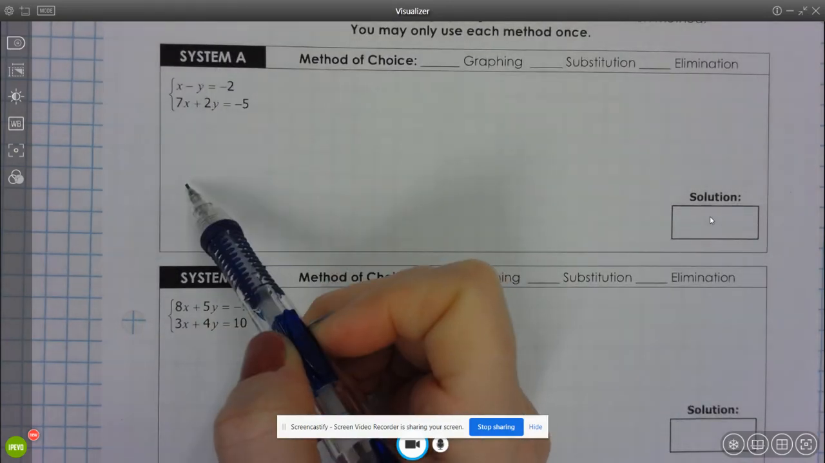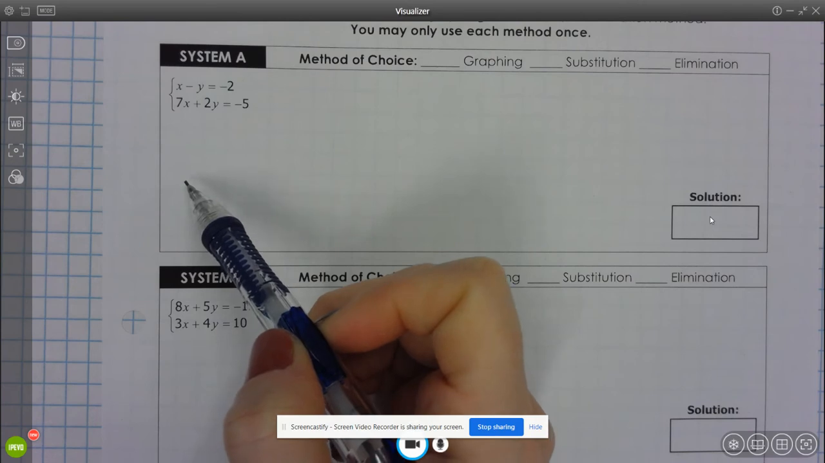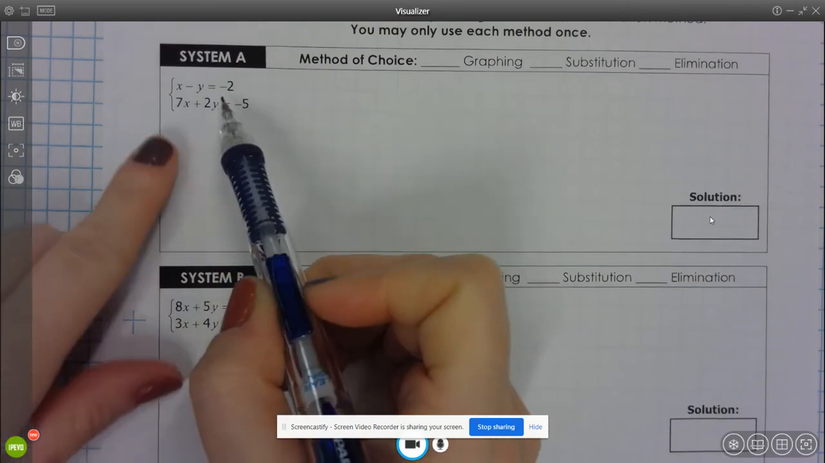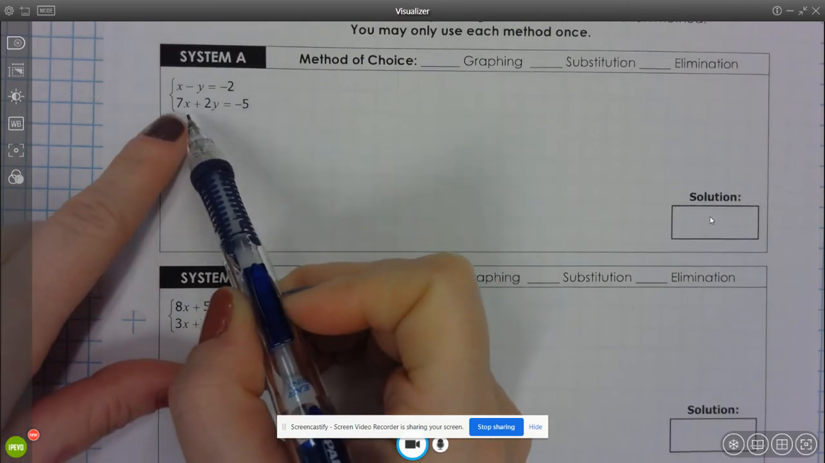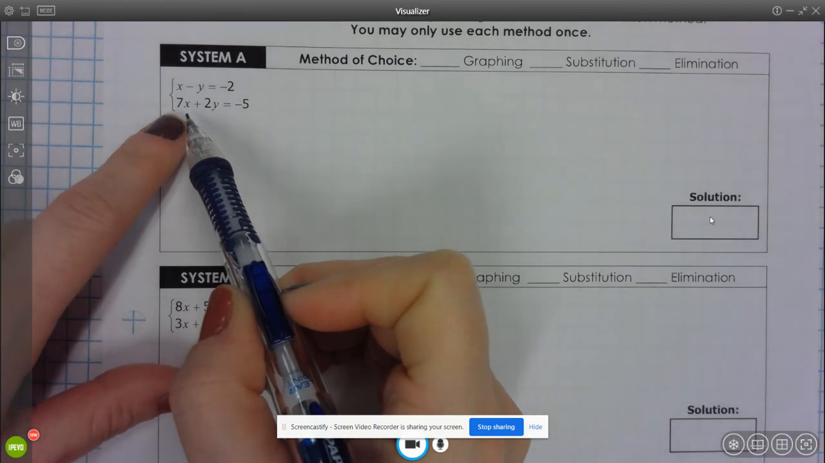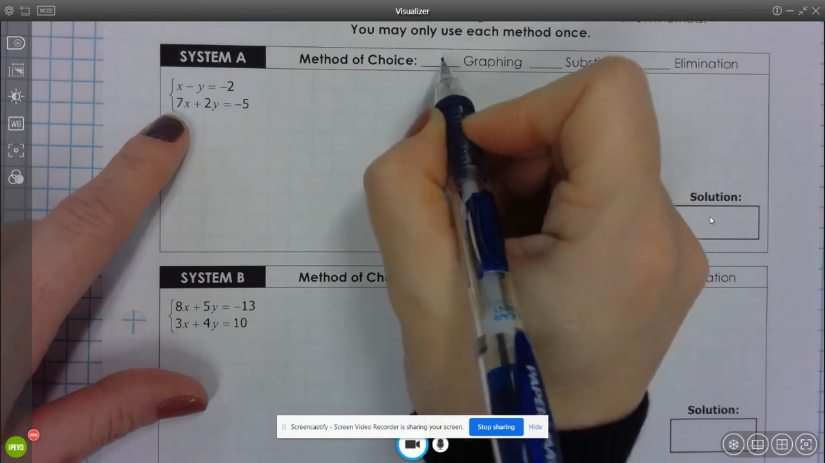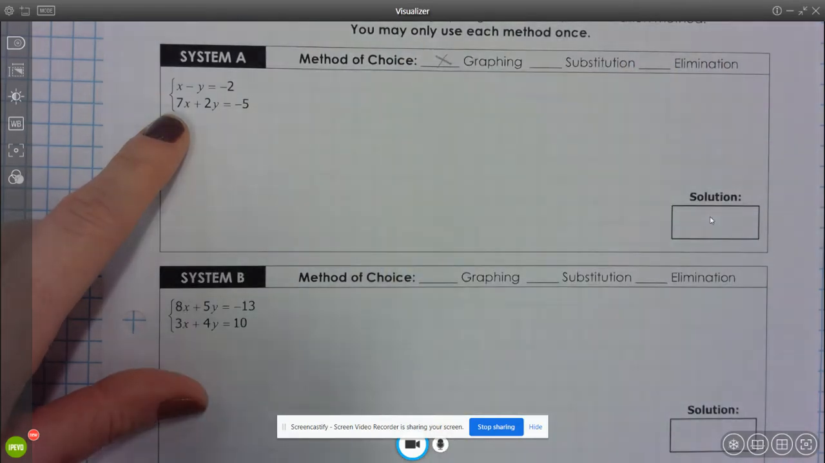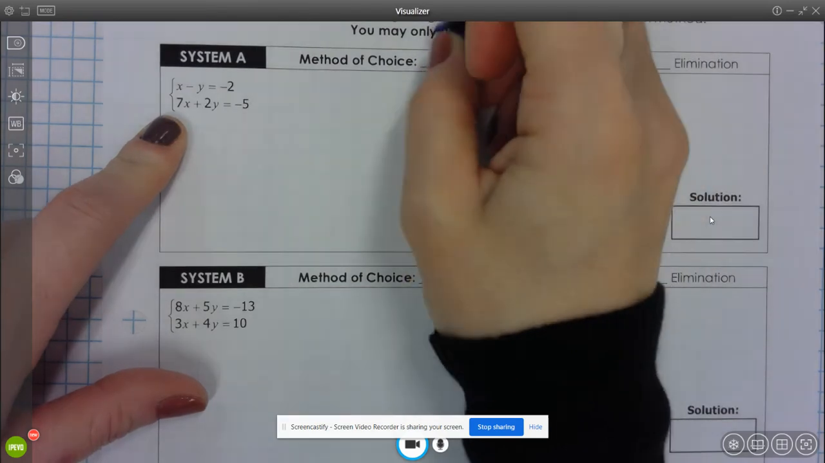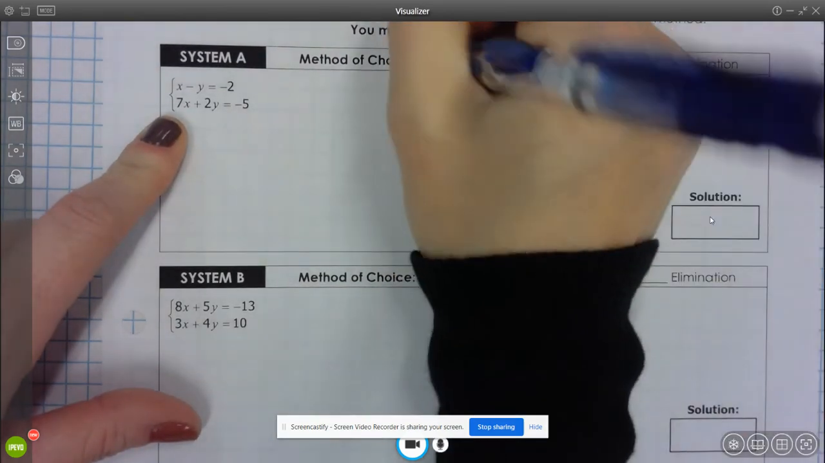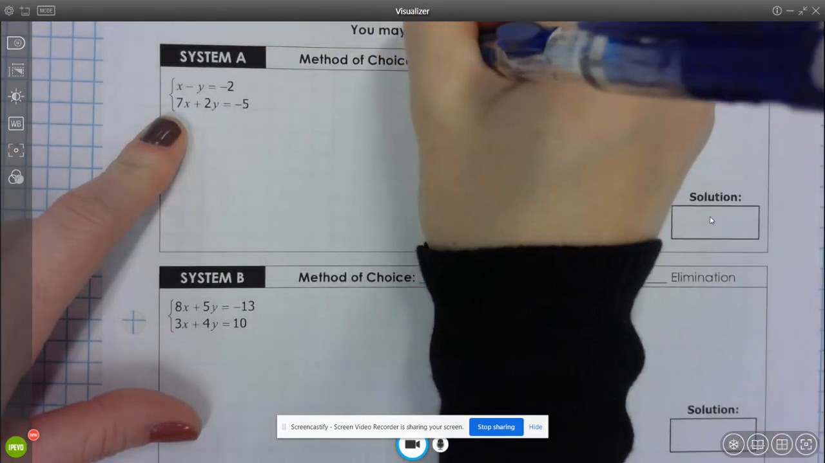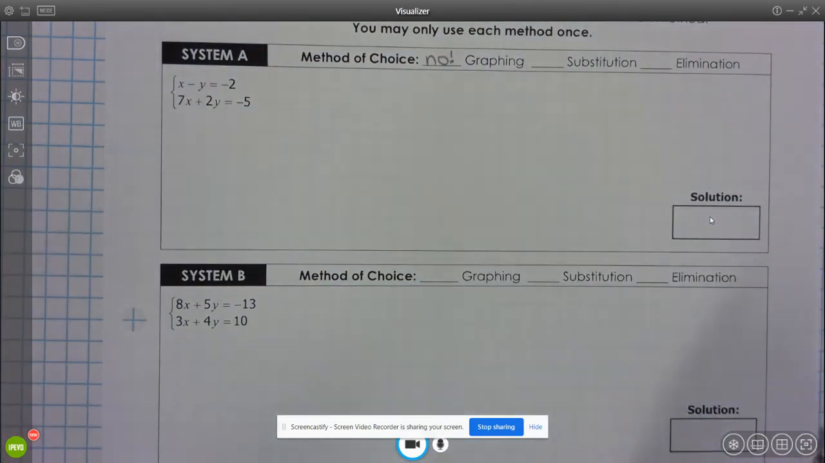I'm not set up to easily graph this because if you look at this second equation, if I try to find x and y intercepts, I'm going to get fractions. So graphing is not an option for this one. It will not be pretty. And actually, I'm going to put no here instead. Not going to graph. It's going to be gross.